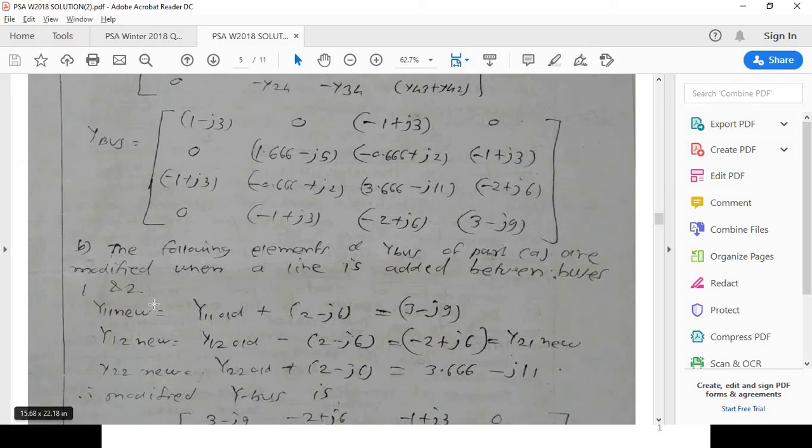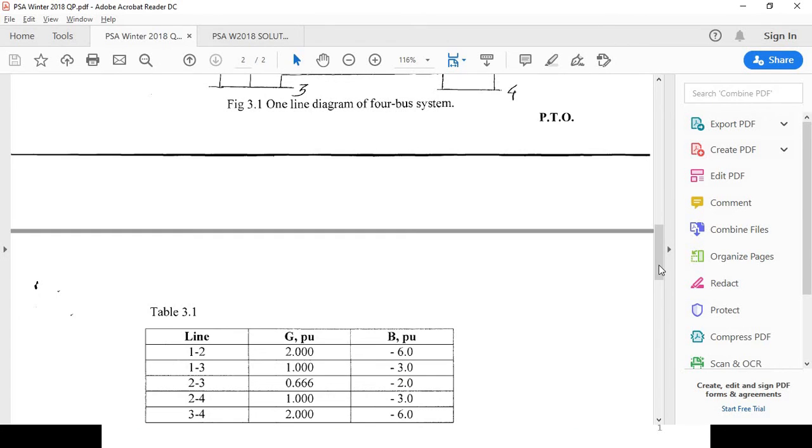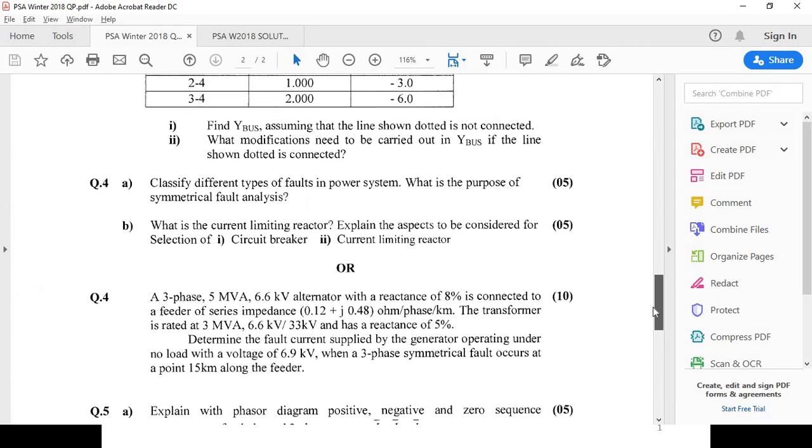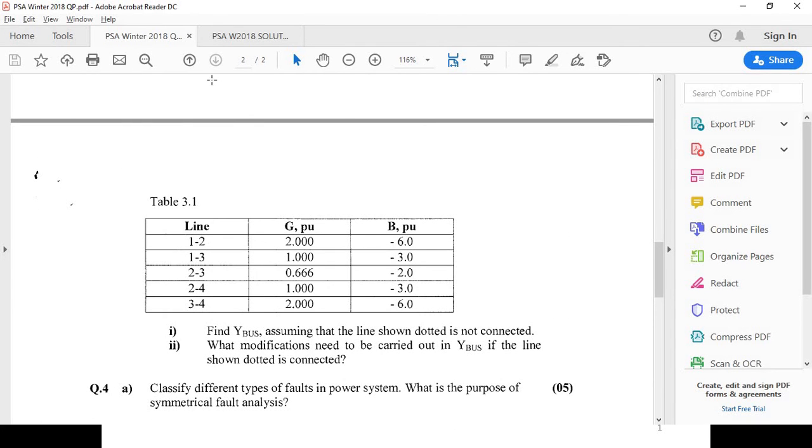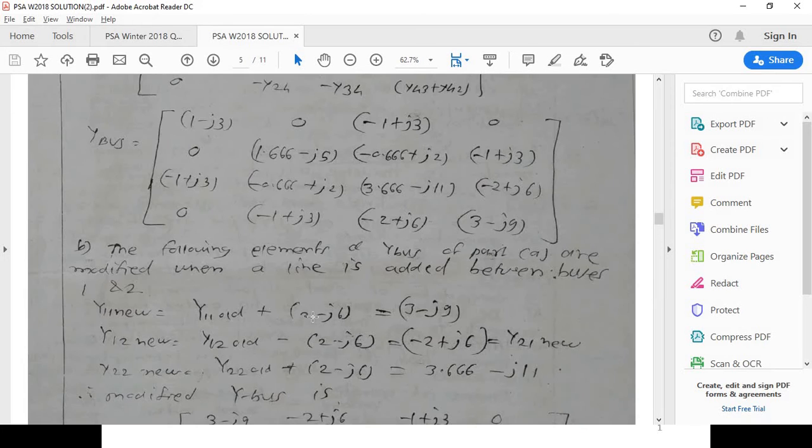The diagonal element will get affected by addition of the newly added admittance in that bus. That means y11, the diagonal element, will be the addition of the newly added admittance. So what is the newly added admittance? 2 minus j6, because if we go through the diagram, right now we are adding y12. So what is the value of y12? 2 minus j6. So this newly added admittance will be added to the original, old diagonal element.